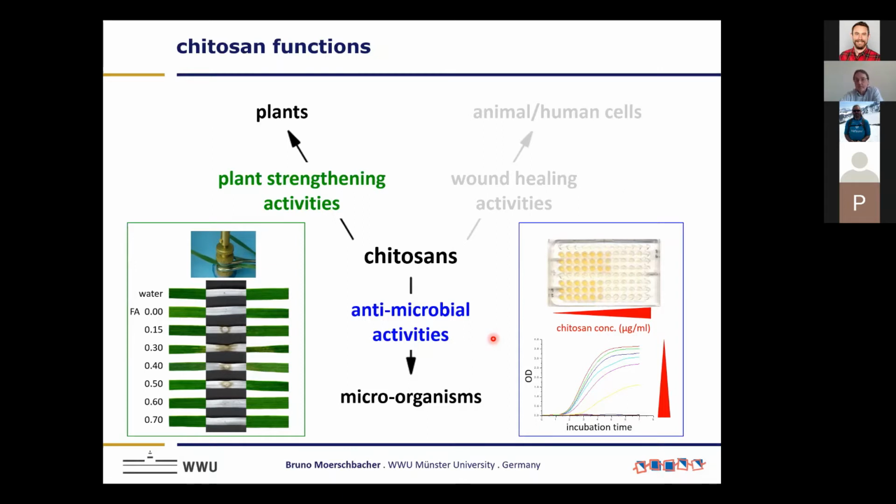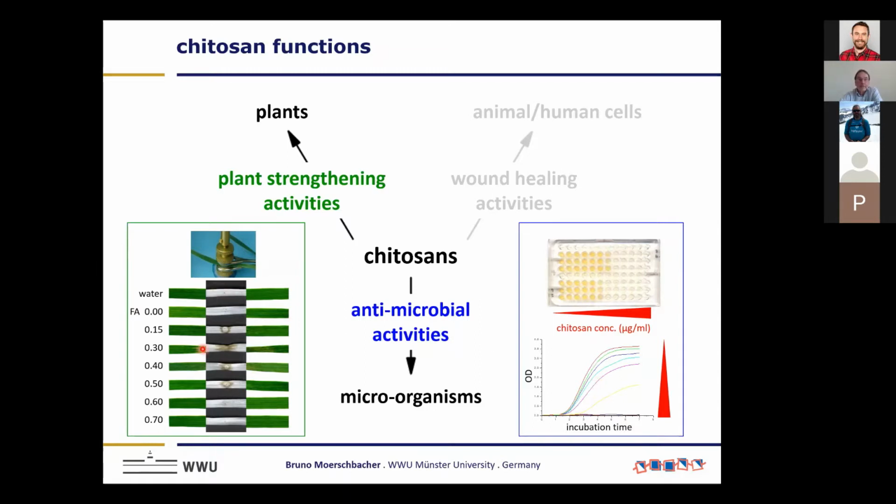To this end, we first had to develop quantitative assays. So we have a quantitative assay for the antimicrobial activity in which we mix a fixed amount of bacteria or fungal spores with different concentrations of chitosan. And then we simply measure the optical density over time. And then we can see that with increasing chitosan concentration, the growth of the microbes is reduced. And this then gives us a quantitative measure of the antimicrobial activity of different chitosans.